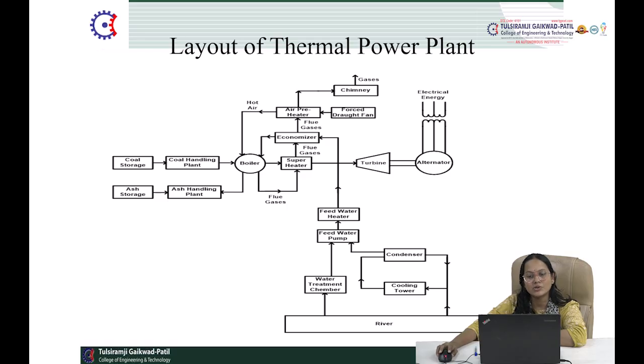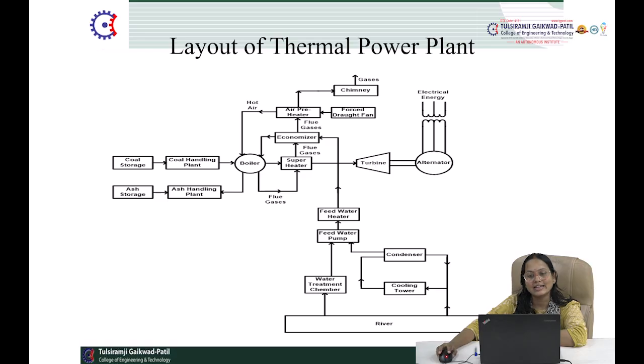Similarly, whenever the flue gases pass through the economizer, the extracted heat is reutilized to increase the temperature of the water. Similarly, when the flue gases pass through the air preheater, the extracted heat is reutilized to increase the temperature of the natural air. And from there it passes through the chimney.